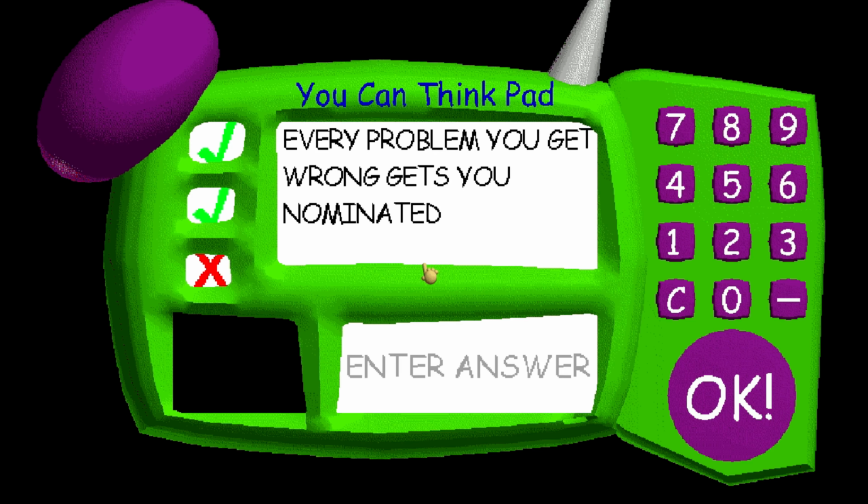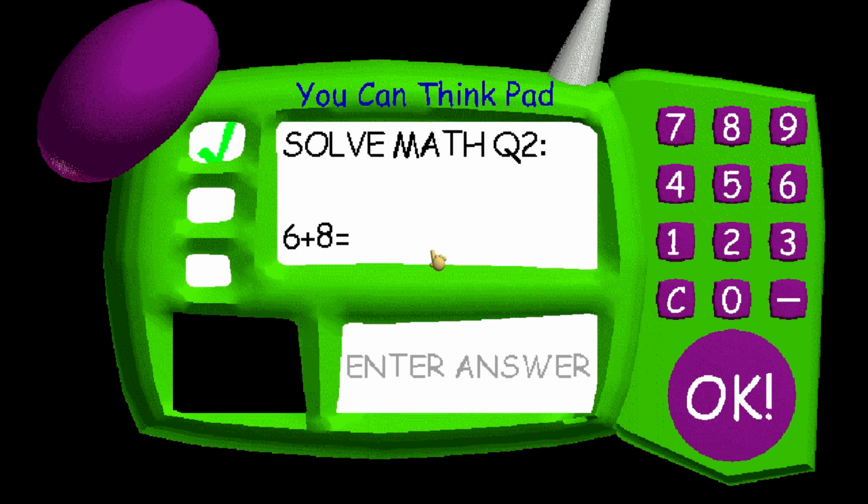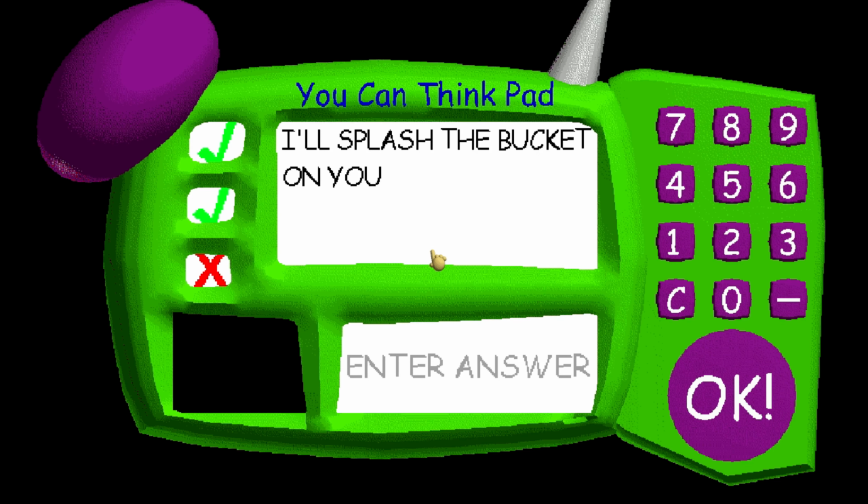Let's try. Ready? Go! 1, 2, 3, 4. Looks like it's sweeping time. Sweep, sweep, sweep. That's freezing.